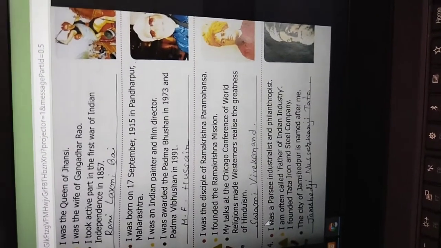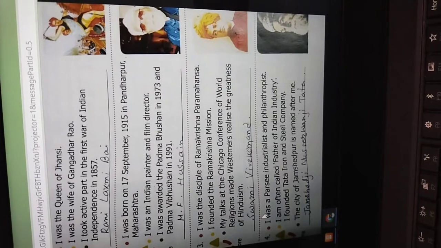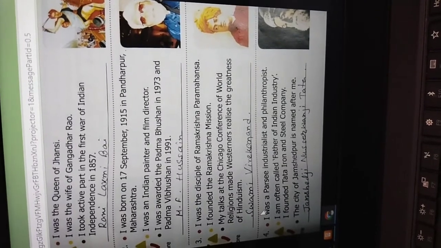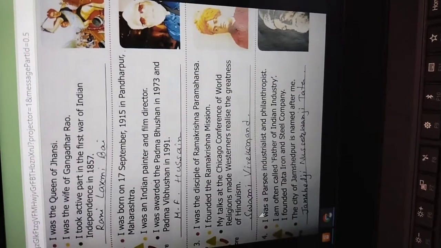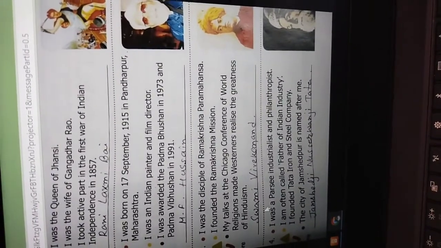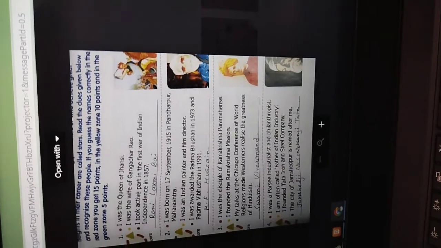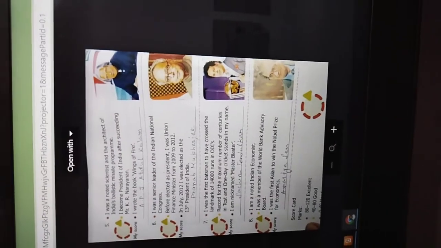Now next one is I was a senior leader of Indian National Congress. The answer is Pranab Mukherjee. Now next, number 7, I am nicknamed Master Blaster. The answer is Sachin Tendulkar. And last one is I was the first Asian to win the Nobel Prize for economics. The answer is Amartya Sen. Okay, now next chapter.